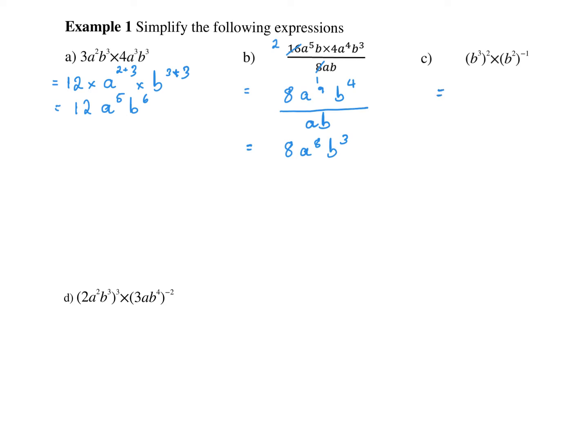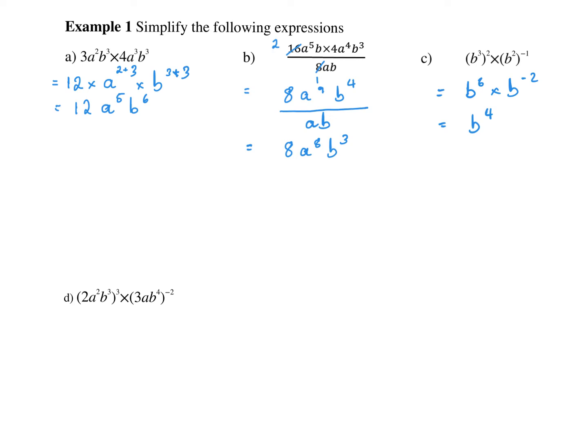Let's have a look at the next one. So remember, with this one, the rule says that you multiply the powers together. So it's going to be b to the power of 6 times b to the power of minus 2. We are multiplying the indices. They are the same base, so we're going to add them. So it's b to the power of 6 minus 2, which is 4.